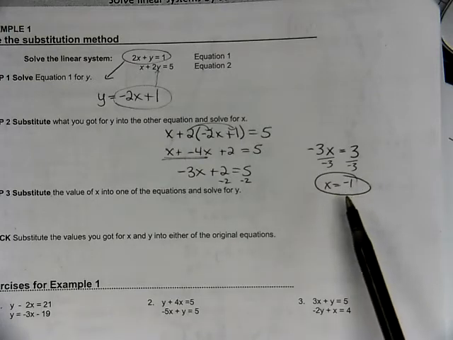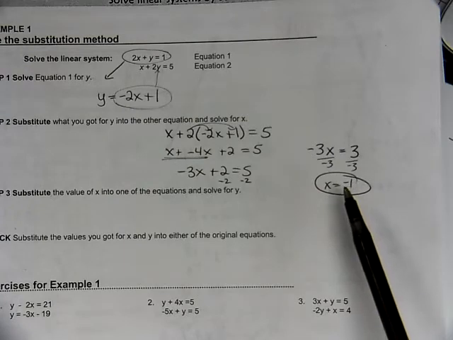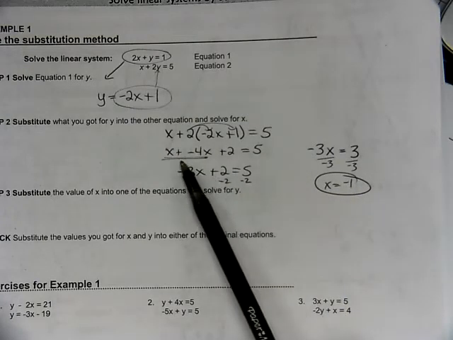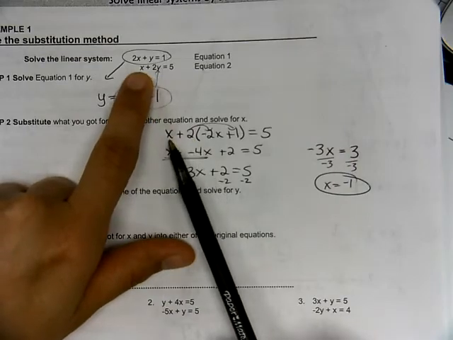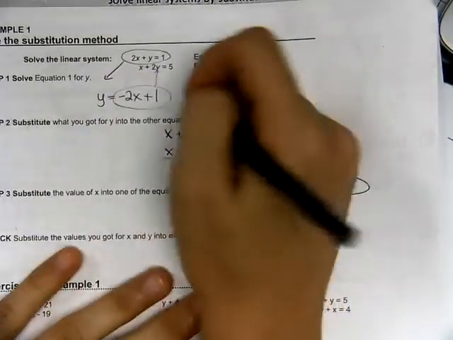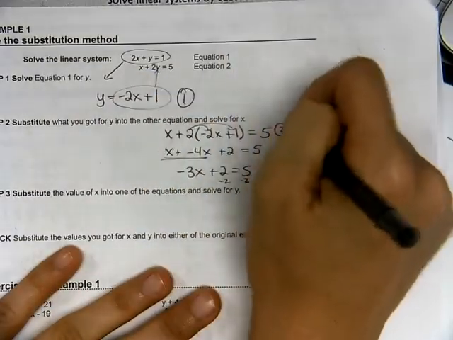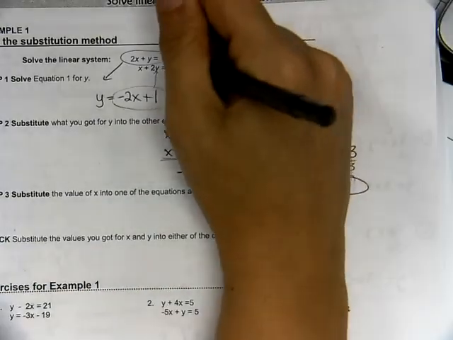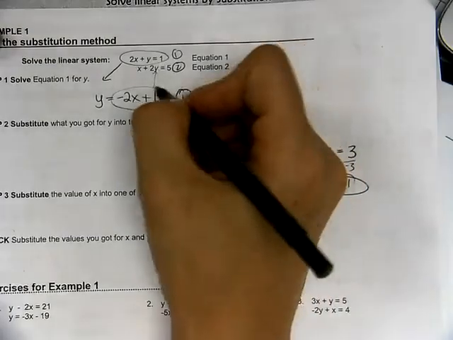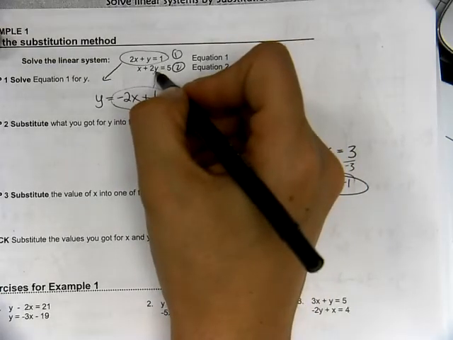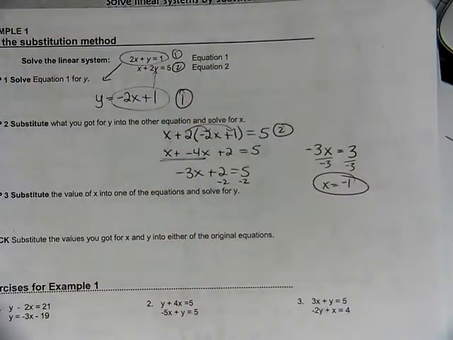Now that I have x, remember your final answer. Where do you get the x plus 2 from? It's the beginning of equation 2. So we rewrote equation 1, and this is equation 2. See how that works? So I put this in here.